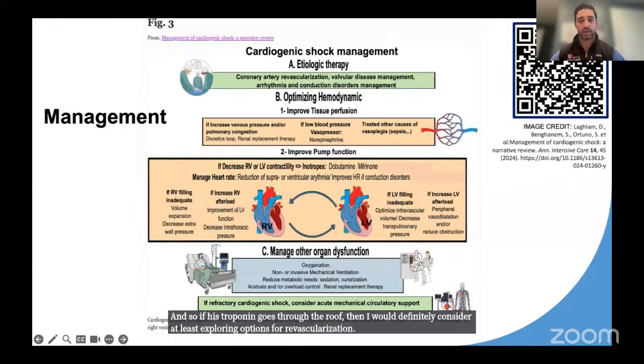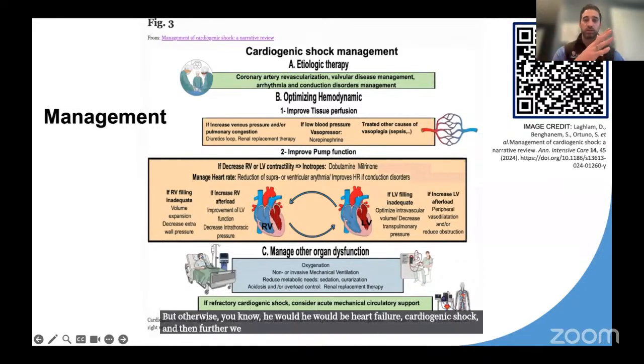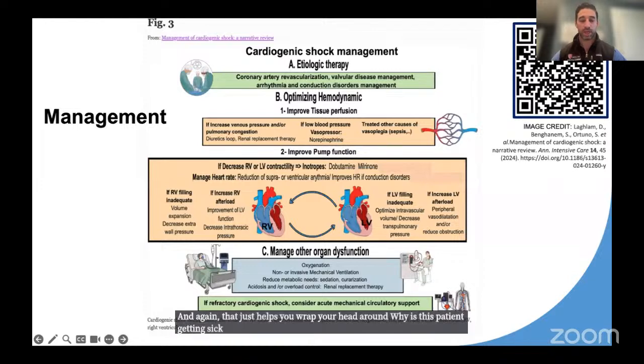But otherwise, he would be heart failure cardiogenic shock, and then further we separate into de novo versus acute on chronic. And again, that just helps you wrap your head around why this patient is getting sick and how to manage them. And so this would be an acute on chronic heart failure cardiogenic shock.